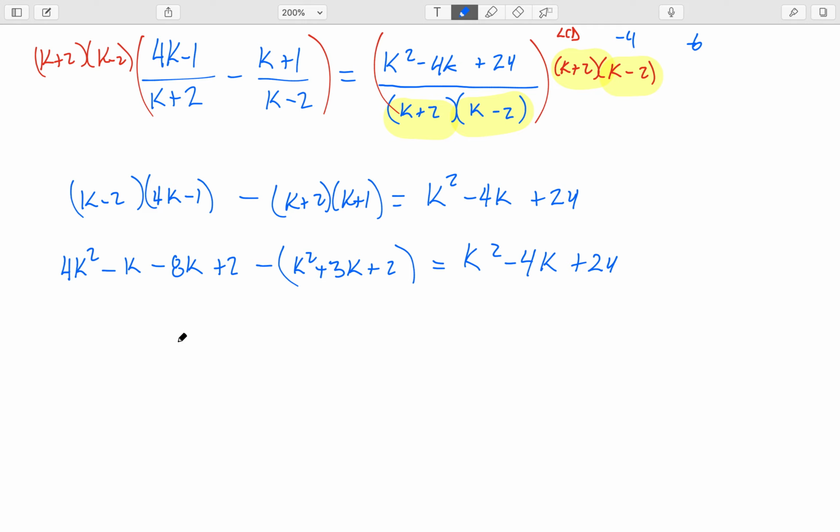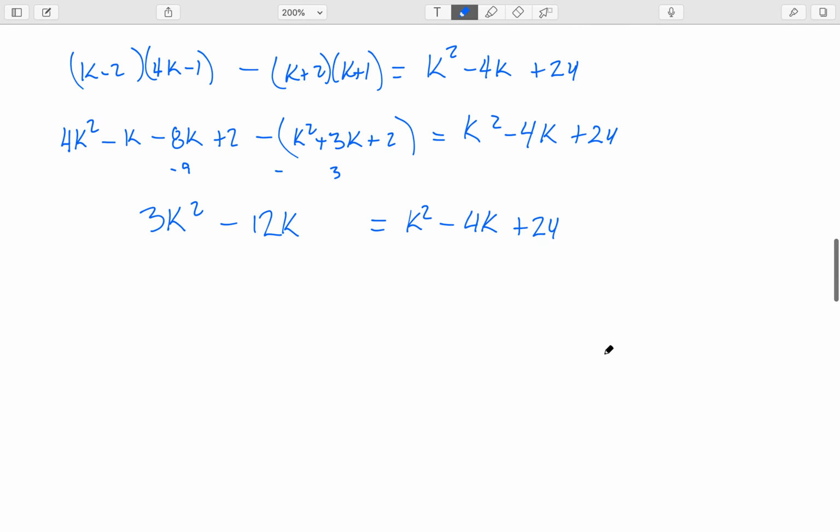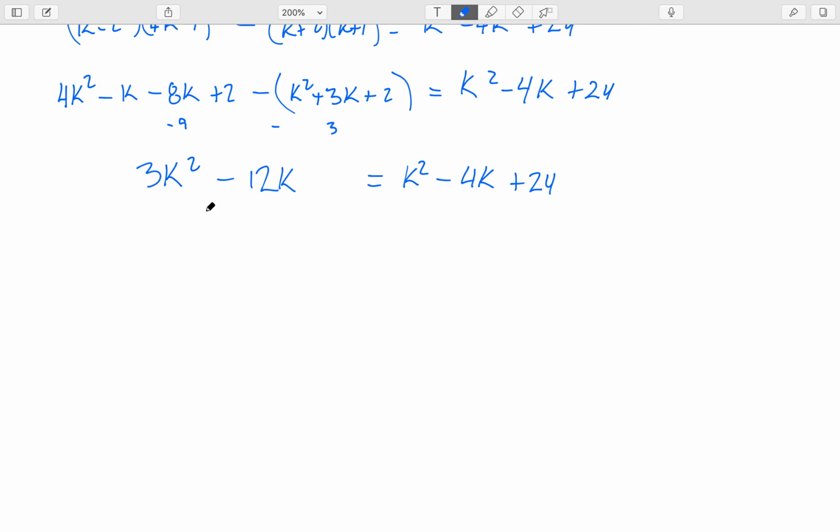4k minus k, I get 3k squared minus 9k minus 3. So careful, minus 9, subtract 3. It's going to be minus 12k. And then positive 2 minus positive 2, gone. So it's just that equal to k squared minus 4k plus 24. I'm getting closer and closer. Let's move everything over to the left-hand side.